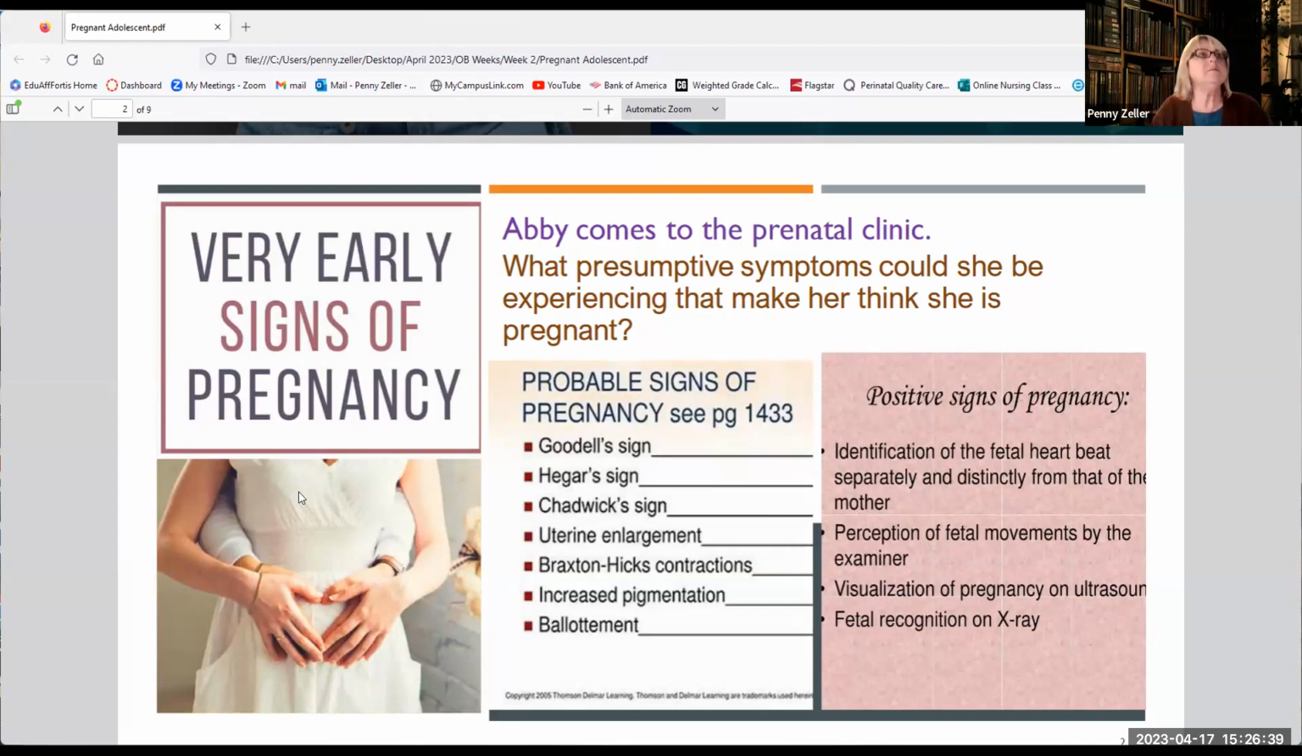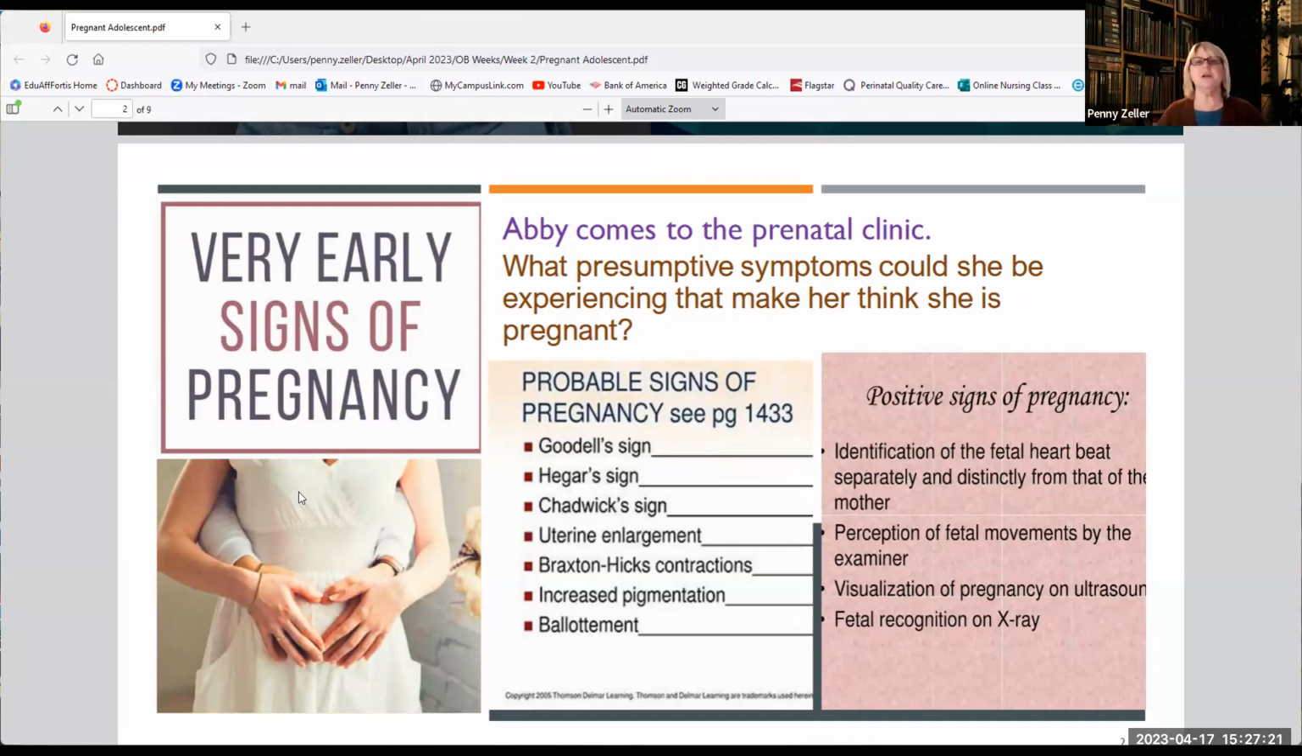Okay, Goodell's sign means that her cervix is soft. Hegar's sign, and I have pictures I think I gave to you about the Hegar sign, is when that isthmus of the uterus, you have your uterine body, you have the cervix down below, and then in between the cervix and the uterus itself, the lower uterine segment gets soft, and it allows that uterus to flop over. Okay, and that's why it's on top of the bladder now, early in pregnancy. And this makes her want to urinate a lot. So that's Hegar's sign. The flopping over is the actual McDonald sign.